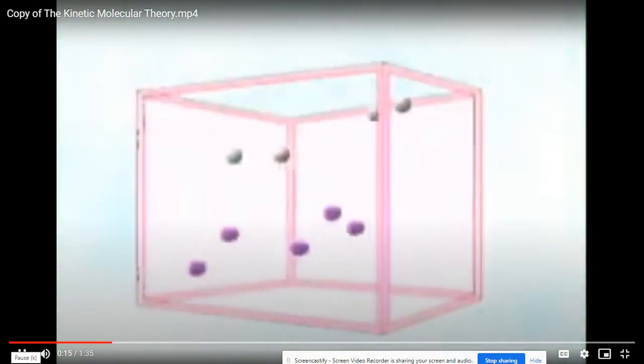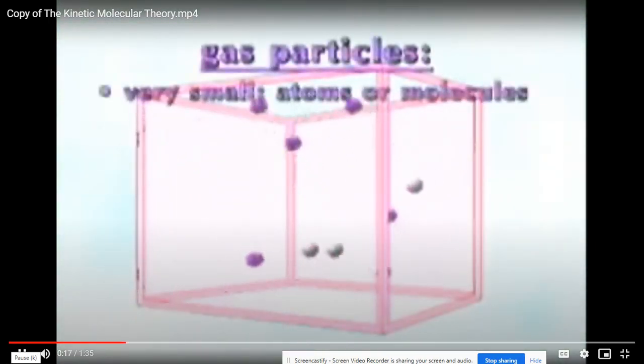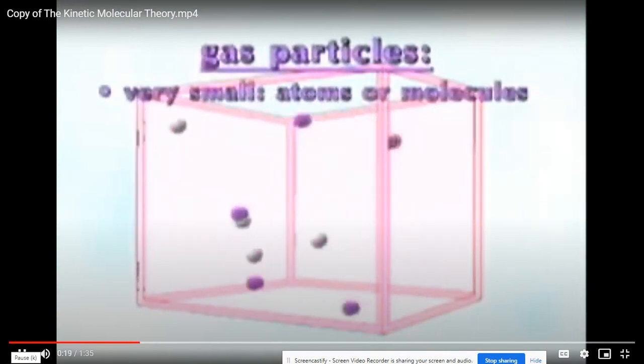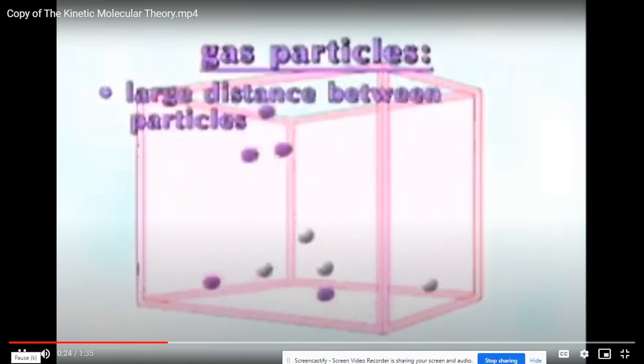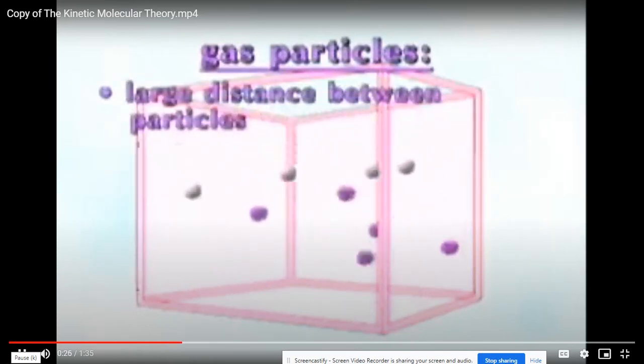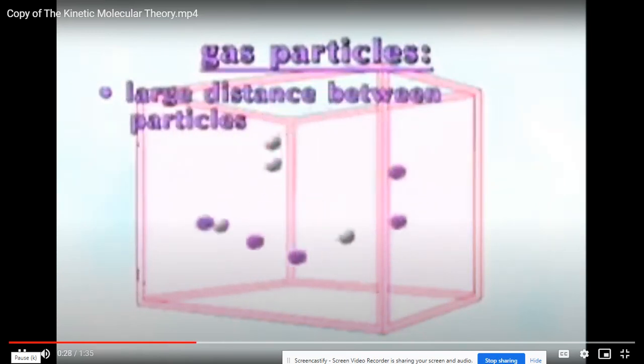The kinetic molecular theory explains the behavior of gases by looking at the forces of the particles in the gas and the energy they possess. A gas contains very small particles. They are either molecules or atoms. The distances separating the gas particles are relatively large. The space between the particles allows them to be pushed together.